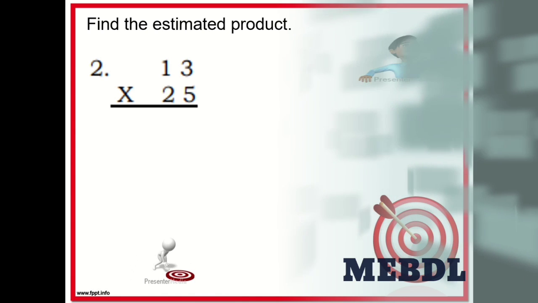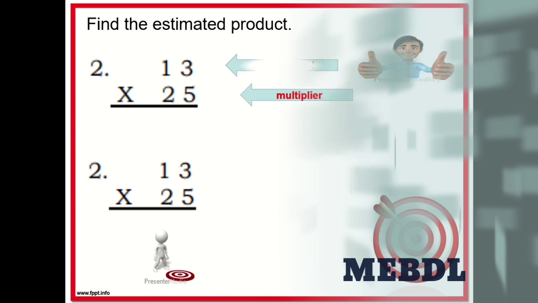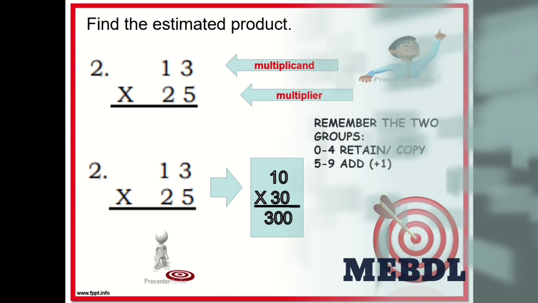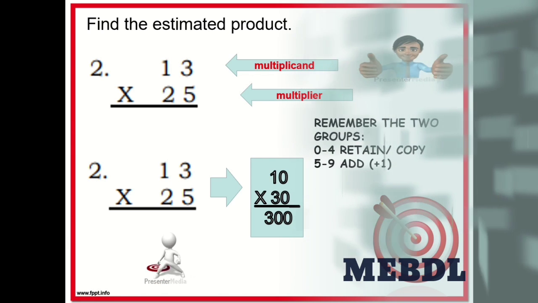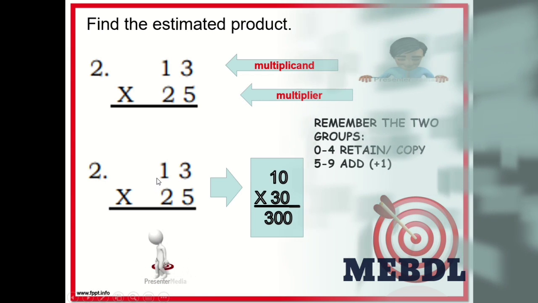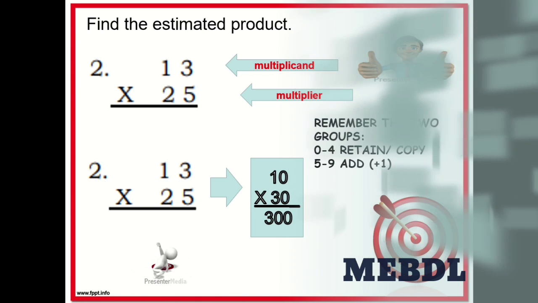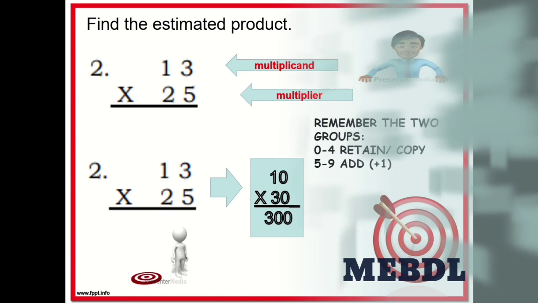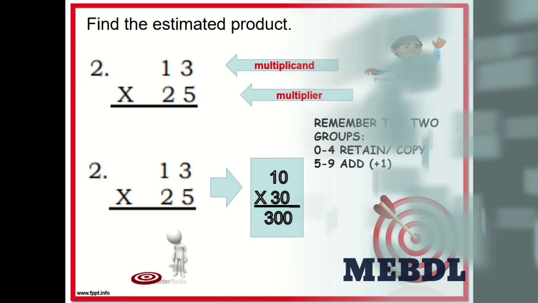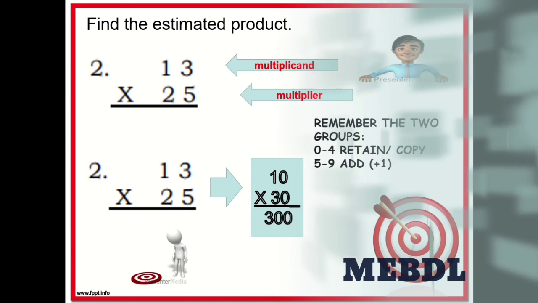Next example, we have 13 and 25. Again, remember the two groups in rounding numbers. We have 0 to 4, 5 to 9. Both factors, 13 and 25. Beside 1 is 3. 3 belongs to the first group. So 13 will become 10. We have 25. Beside 2 is 5. It belongs to the second group.